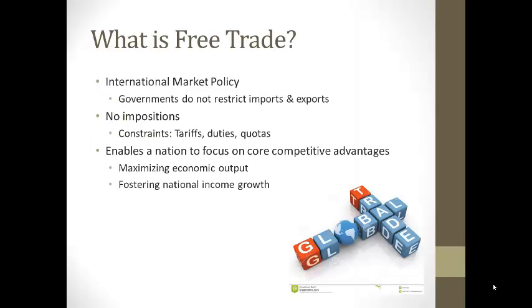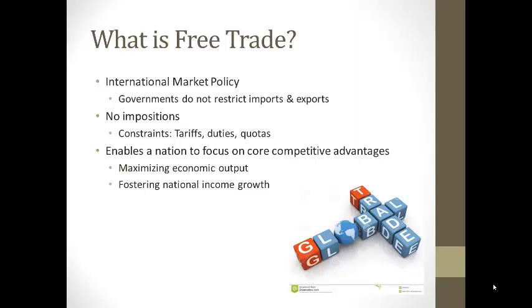Now, what is free trade? Free trade is defined as an international market policy where the government itself does not restrict any imports or exports. Basically, there aren't any impositions. These restrictions or constraints would include tariffs, duties, and quotas on the economy itself.